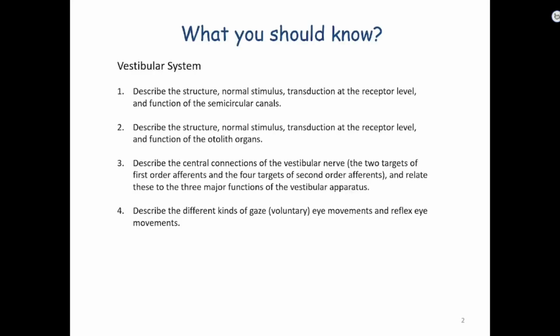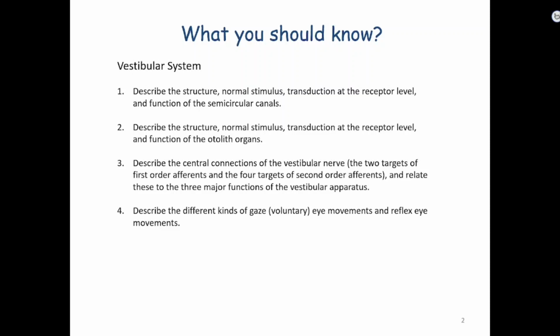This is going to be the last session in the series of sessions on the ear, on hearing and balance. With this we are going to include the physiology of balance and equilibrium. This session would talk mainly about, we are going to start with the structure, and we have already done the structure of the semicircular canal, but we would have to revisit a little bit of the structure, normal stimulus, transduction at the receptor level, and function of the semicircular canals.